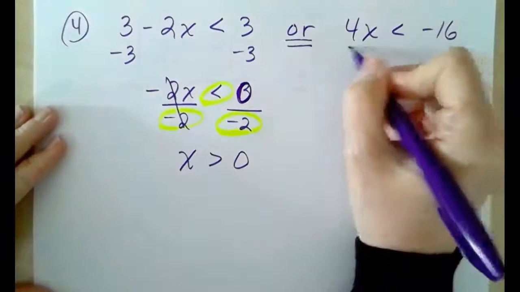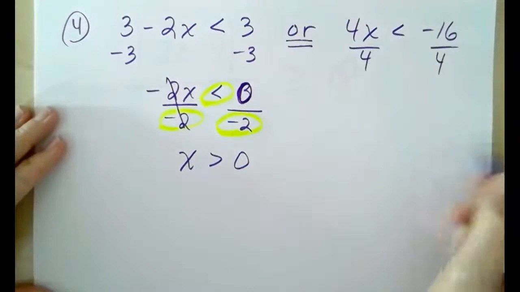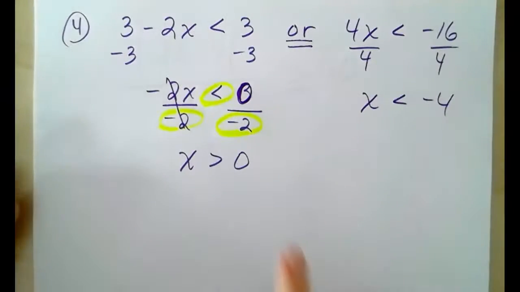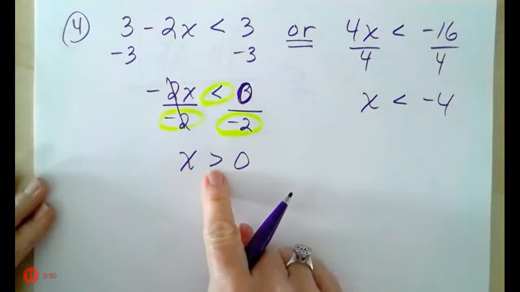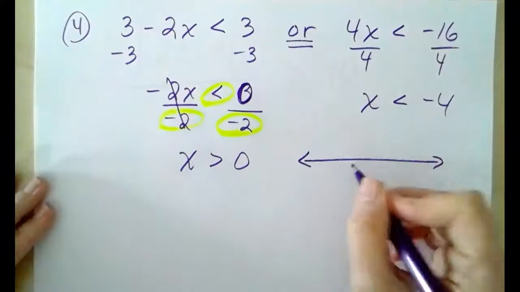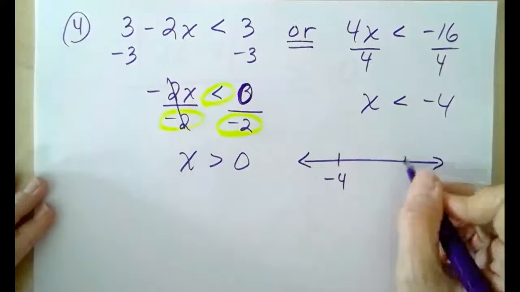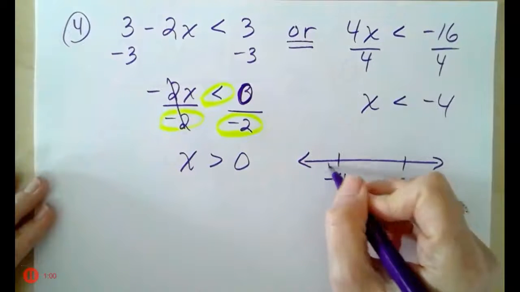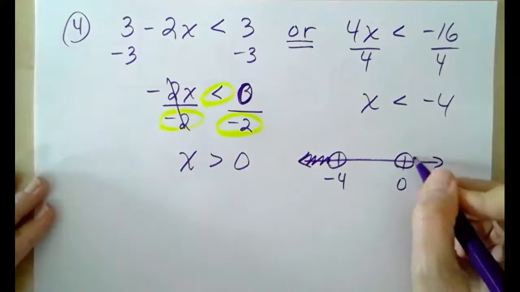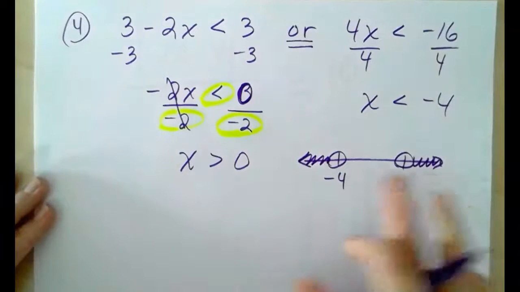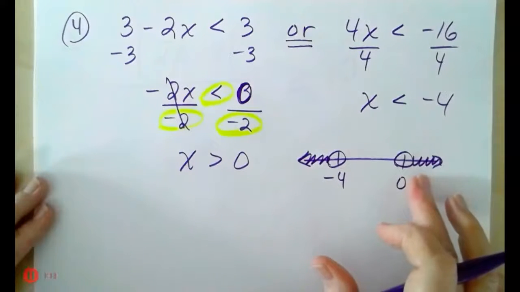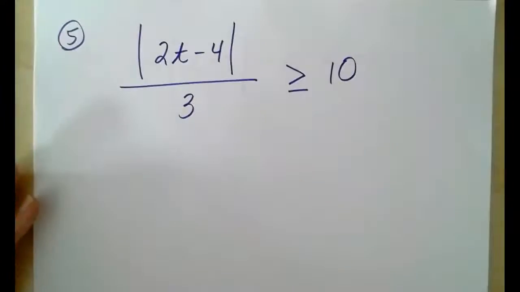To the other side, divide by 4, divide by 4, x is less than negative 4. So our answers are going to be bigger than 0 or less than negative 4. So this is going to create a disjunction. There's negative 4, there's 0. Open on the negative 4, shade to the left. Open on the 0, shade to the right. Our answers exist in one interval or the other. It's a compound inequality.